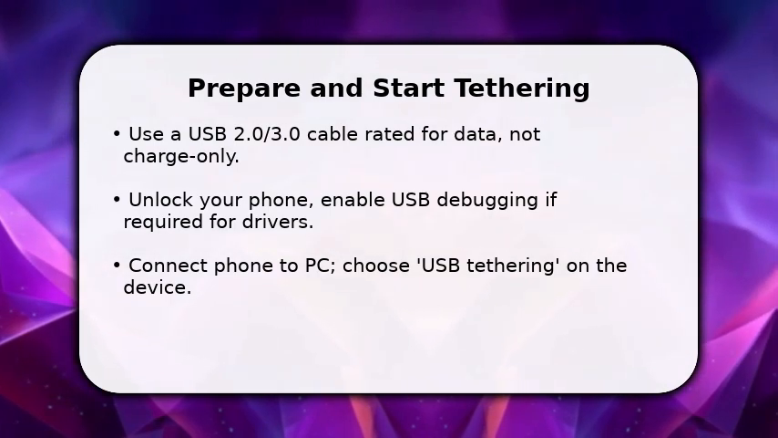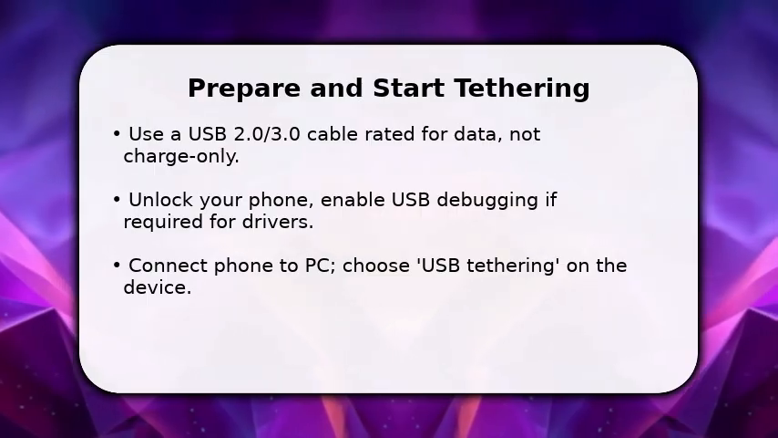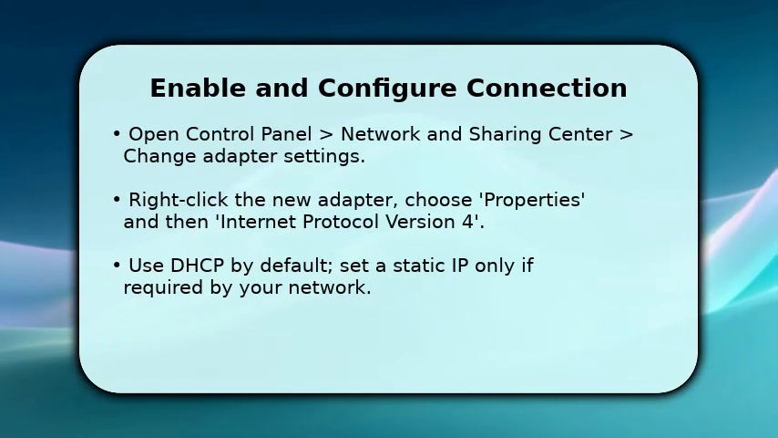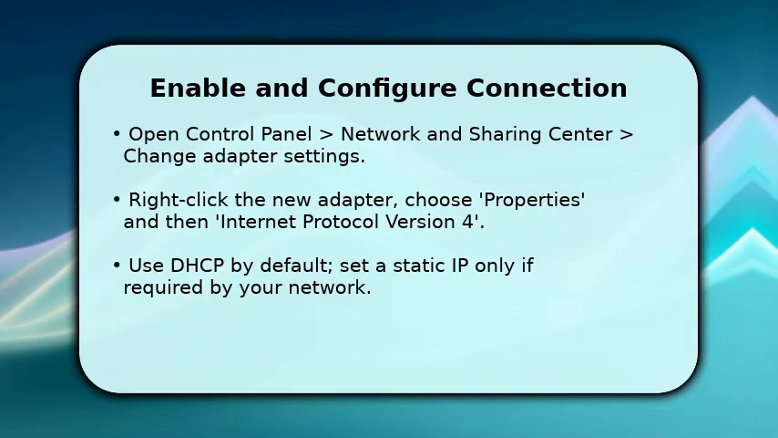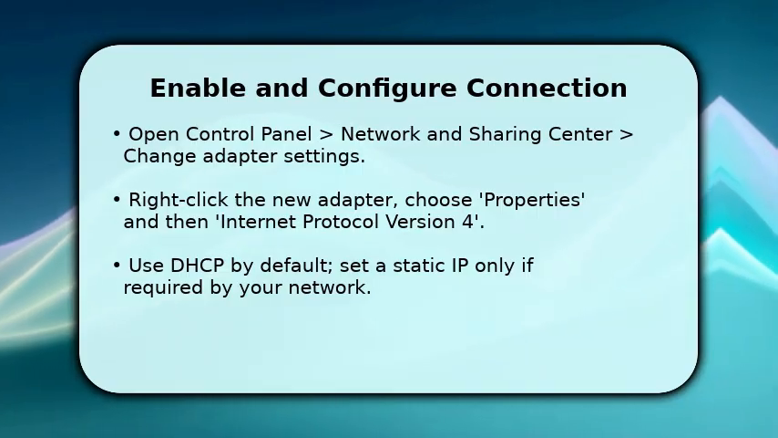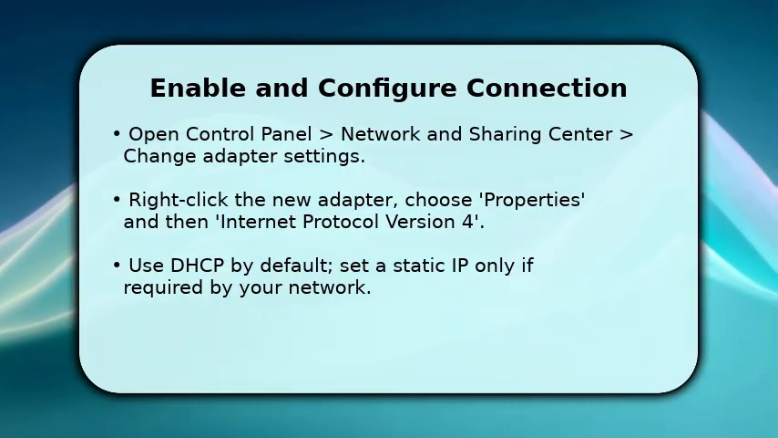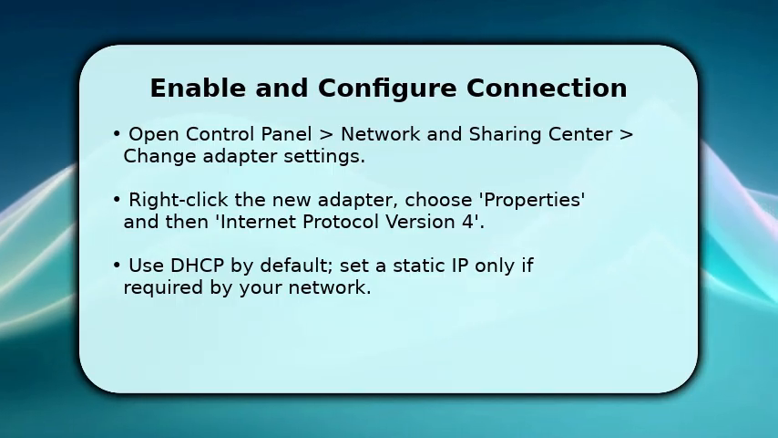Once the phone is recognized, open Network and Sharing Center and go to change adapter settings. You should see a new adapter labeled with your phone or remote NDIS-based internet sharing device. Right-click it and select Properties to confirm IP4 uses obtain an IP address automatically.